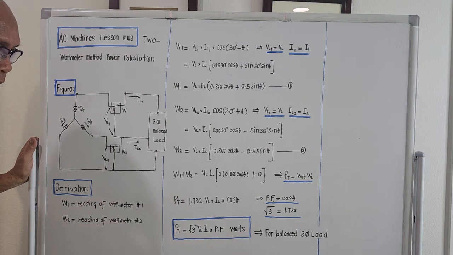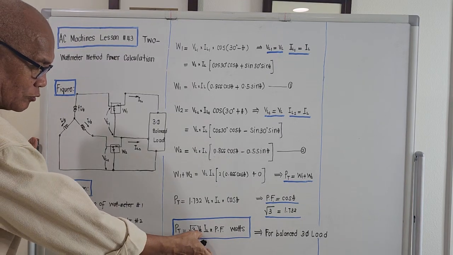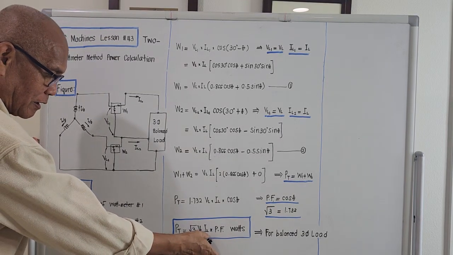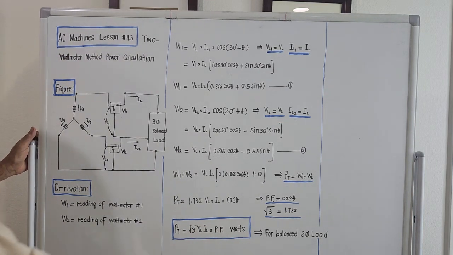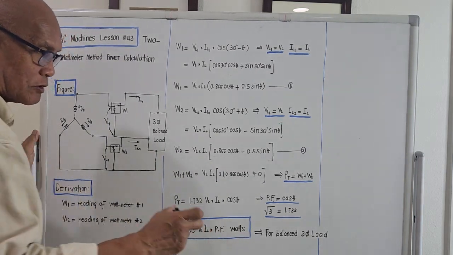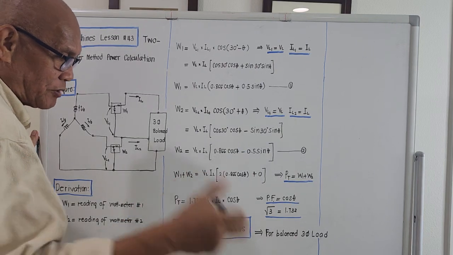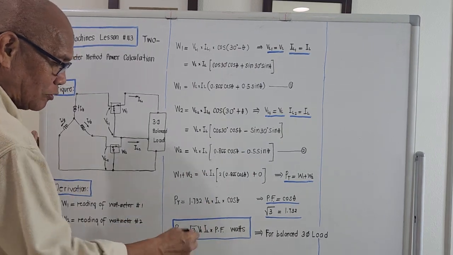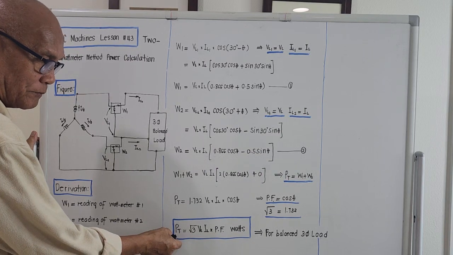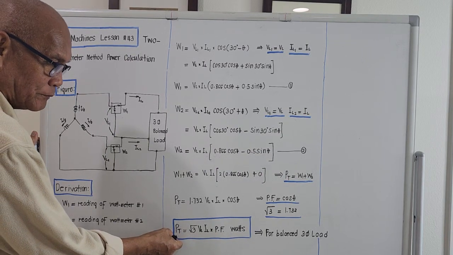For tonight I will try to bring out the derivation of the formula, and how to compute the total power consumed by a balanced three-phase load in terms of the line-to-line voltage, line current and power factor. This is a general equation. For as long as the load is balanced and three-phase, this is the formula for computing the total apparent and total true power.